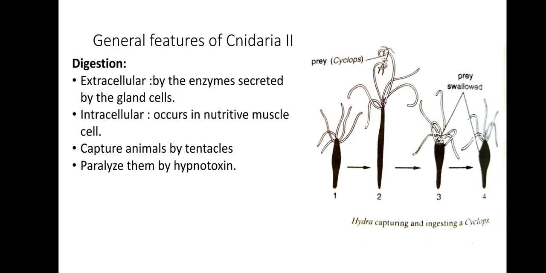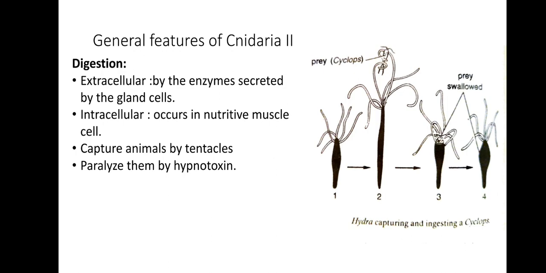So here digestion is both extracellular and by intracellular methods. Extracellular means a digestion which takes place outside the cells, equivalent to the digestion that is taking place in the alimentary canal of higher animals like us. So here the digestion takes place by the enzymatic activity, and these enzymes are secreted by the gland cells that are present in the gastrodermis. Just recall what we have discussed in our previous session.